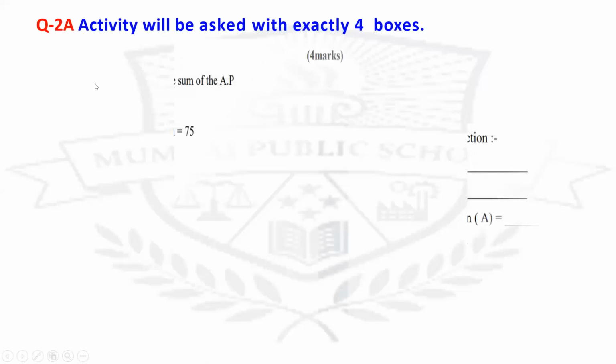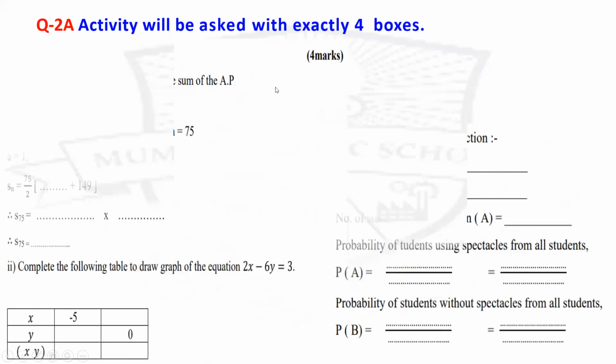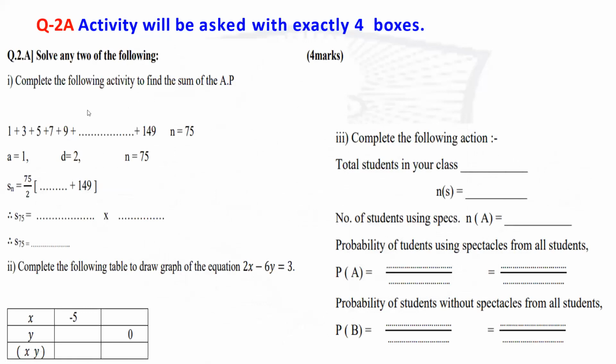So let's move ahead. First, we'll go through the questions asked in today's paper. Solve any two of the following. Check. Complete the following activity: find the sum of the AP. Then complete the following table to draw the graph of the equation. And then complete the following action. Here you've got three questions, and out of those three, remember, you have to solve any two. So here you've got the choice.